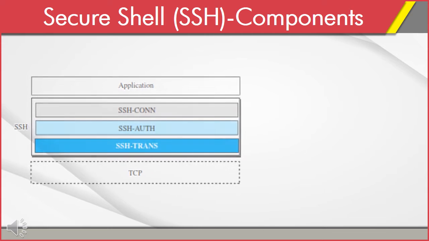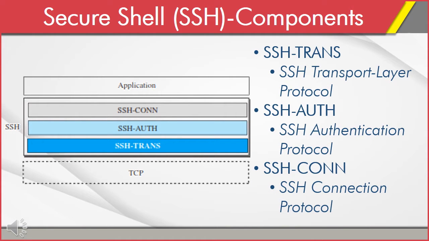SSH has three important components. The first one is SSH trans, that means transport layer protocol. The second one is SSH authentication protocol. And the third important component is SSH connection protocol. We will be seeing them one by one in the next slides.